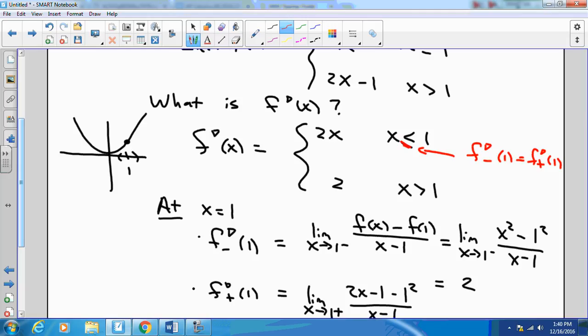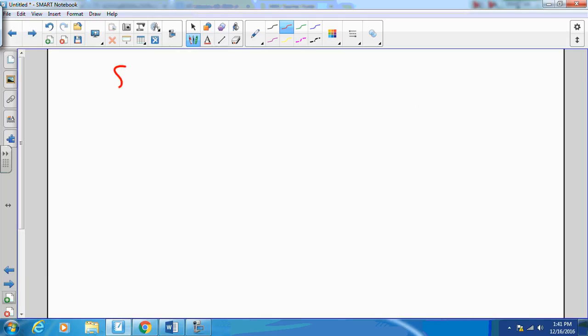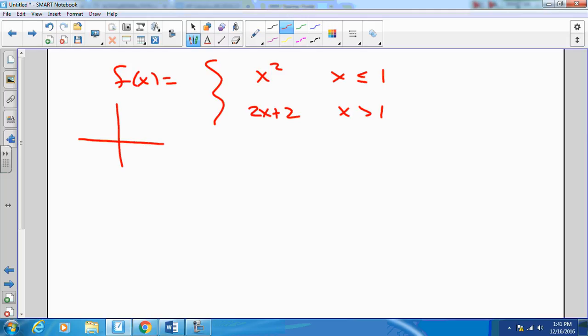Now, just to answer Jennifer's question, and I think your question too, let me change the situation just a little bit, where I have f of x equals x squared for x less than or equal to 1, and 2x plus 2 for x greater than 1. And all that I did was to change the intercept of this line right here. Now my function looks like this.